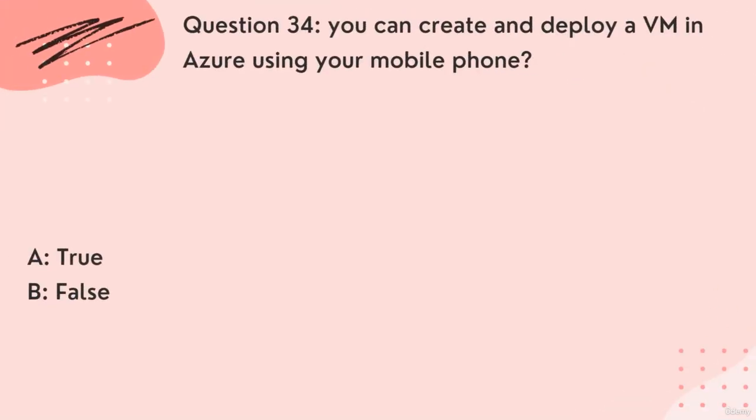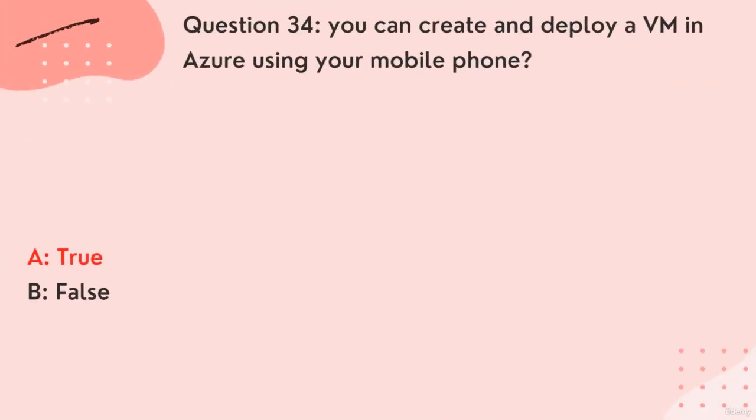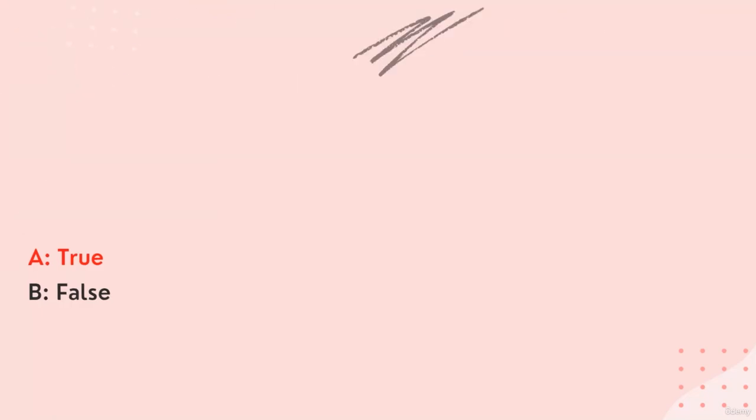Question number 34. You can create and deploy a virtual machine in Azure using your mobile phone. The answer is true, it is possible. You can open the Azure PowerShell or Azure CLI using Azure's mobile application, and you can put in your command and easily create a virtual machine using your mobile phone.